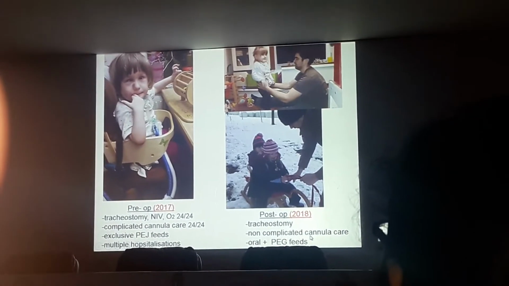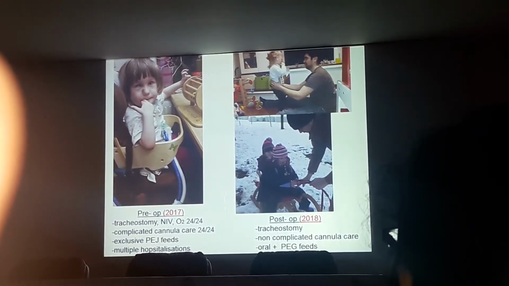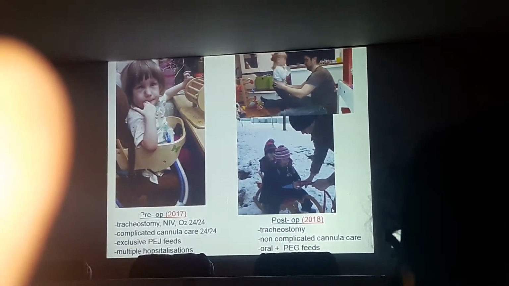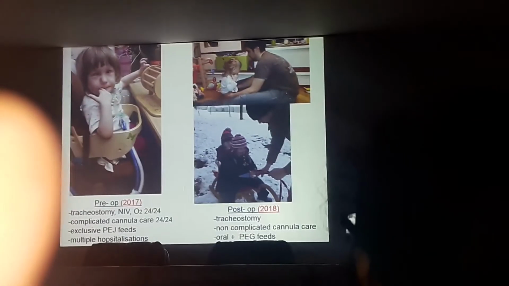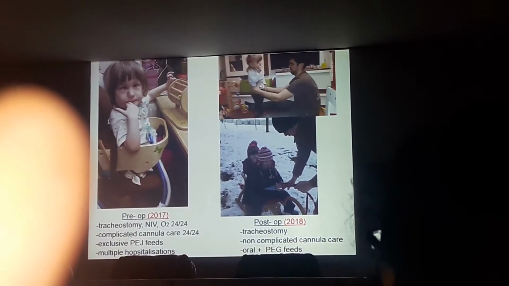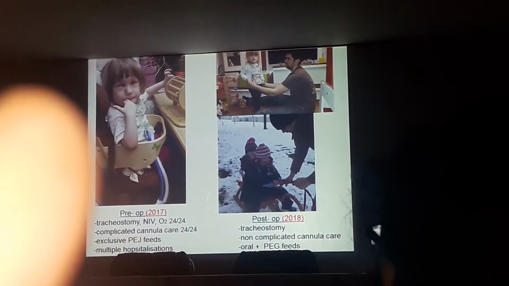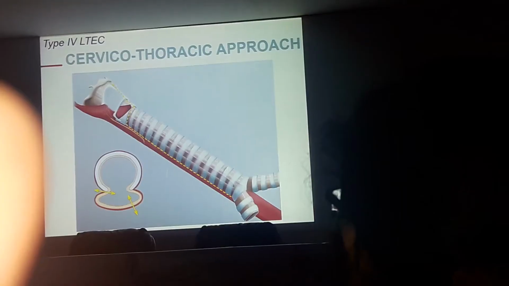What has changed in 2018? She has a tracheostomy, but now the cannula care is much better. She has just started actually having oral feeds, and now in fact the patch is converted to a PEG. So this is the change that we actually do. We are investigating what is the definition of success in neurologically affected patients, whether it is subglottic stenosis or all these congenital anomalies, etc. So I think the definition of success will be different in different kinds of patients.